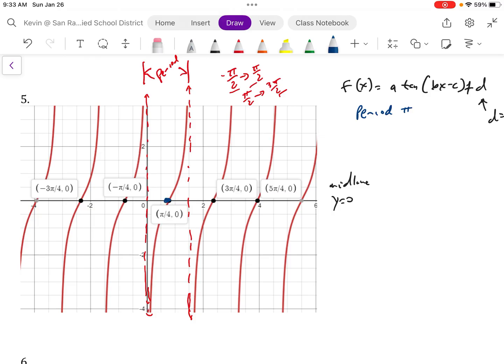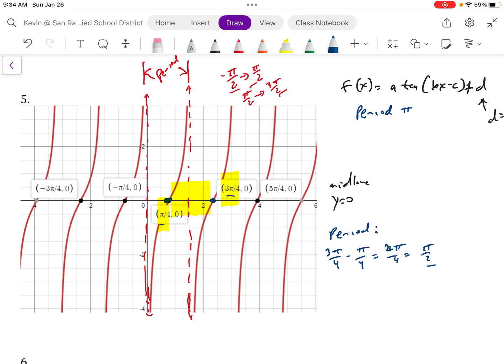Another way to figure out the period is to look at the distance between where the graph crosses the midline and where the next period of the graph crosses the midline. In other words, if we take this value here and subtract it from the previous value, that gives us this distance, which is our period. So for period, I'm going to go 3 pi over 4 here minus pi over 4 here, and that equals 2 pi over 4, which equals pi over 2. So for this graph, our period is pi over 2.